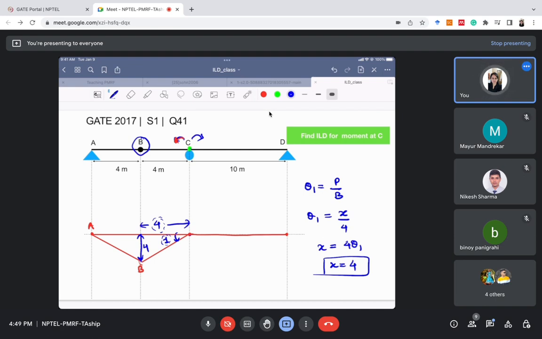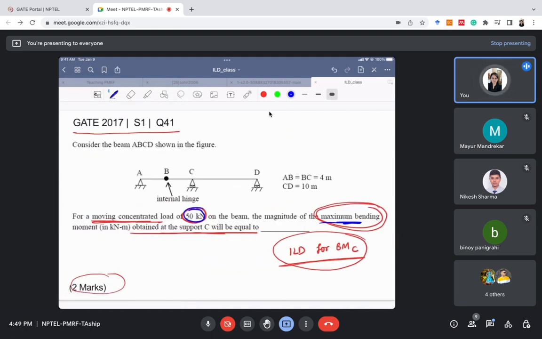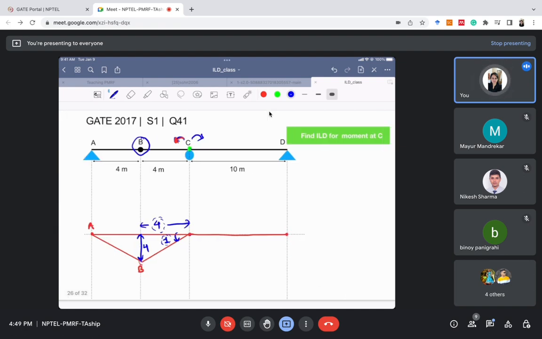Now everything is done, and the things are very simple. I have determined the ordinates as well as the shape. Now what are they asking? They are asking, for a moving concentrated load of 50 kilonewton, what is the magnitude of maximum bending moment? It means where should we keep this 50 kilonewton load so that we get the maximum value of bending moment. For that I have drawn the ILD for bending moment. Where should I keep this 50 kilonewton load now? For the maximum value of bending moment, I have to keep the 50 kilonewton load here, at B.